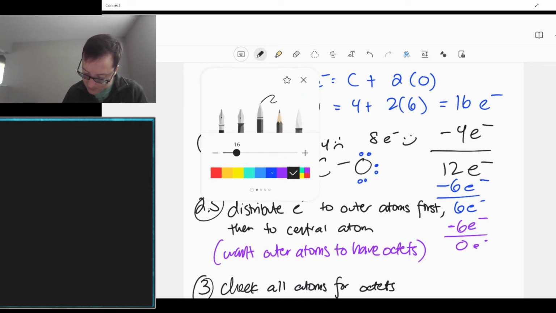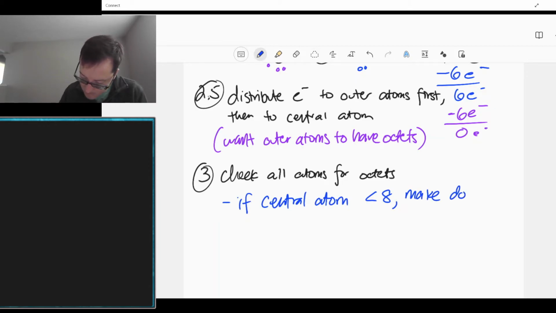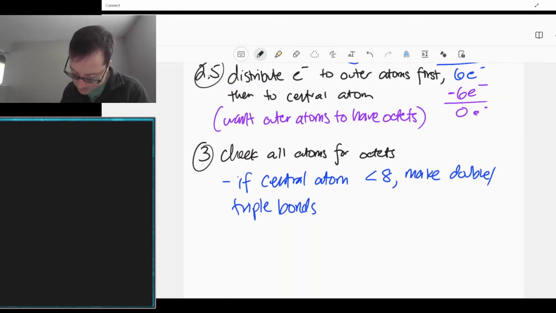So what we do to fix this is we take a lone pair and convert it into a bonding pair. Remember, if the central atom has less than 8, then we need to make double bonds or triple bonds. So let's try doing this. Let's take this pair of electrons and turn it into a double bond instead. We're going to share that extra pair, and let's see what happens.